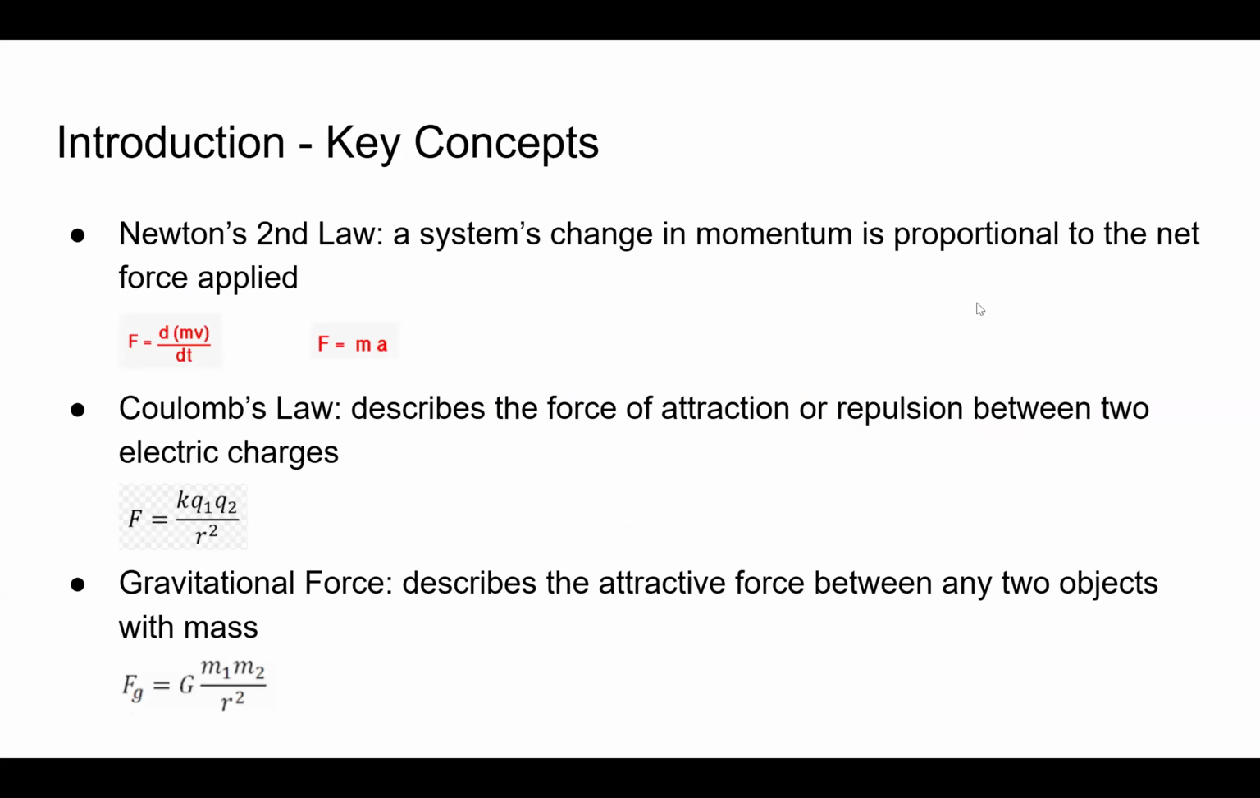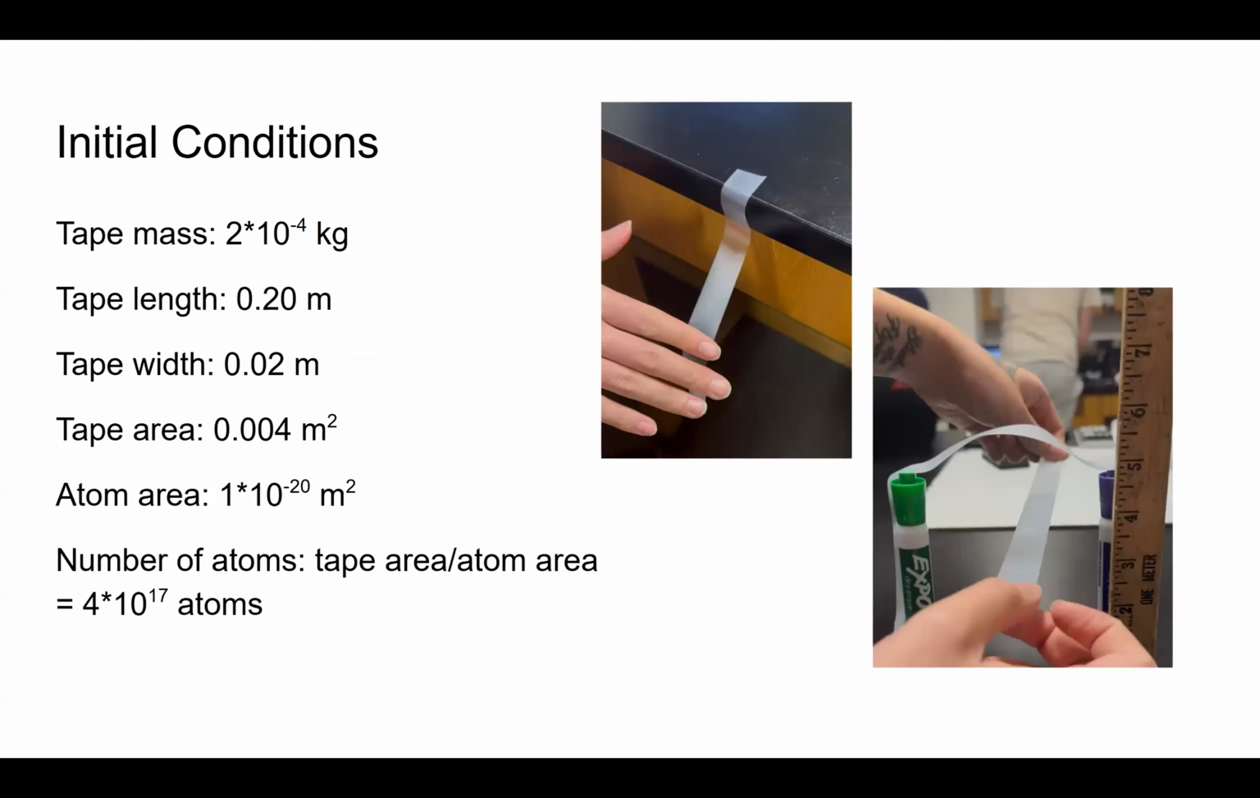Some key concepts to keep in mind: Newton's second law, of course. A system's change in momentum is proportional to the net force applied, and we have the equations displayed. And Coulomb's law describes the force of attraction or repulsion between two electric charges, I also have the equation there. And gravitational force describes the attractive force between any two objects with mass. The equation is also on the slide.